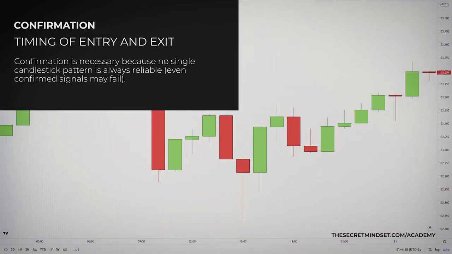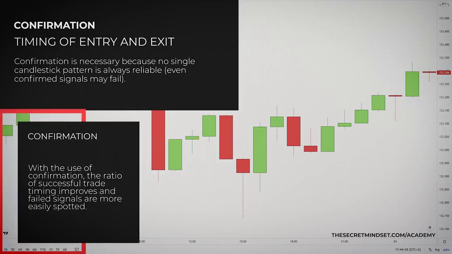You need to rely on confirmation to improve your timing of entry and exit. The concept is necessary because no single candlestick pattern is always reliable. Even confirmed signals may fail. However, with the use of confirmation, the ratio of successful trade timing improves, and failed signals are more easily spotted when a secondary indicator contradicts rather than confirms what the initial signal indicates.